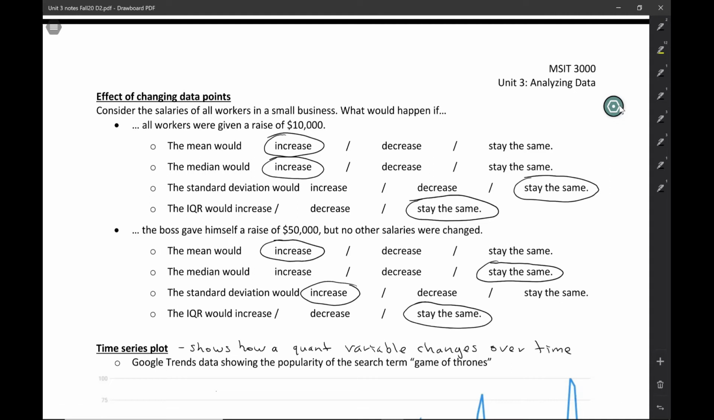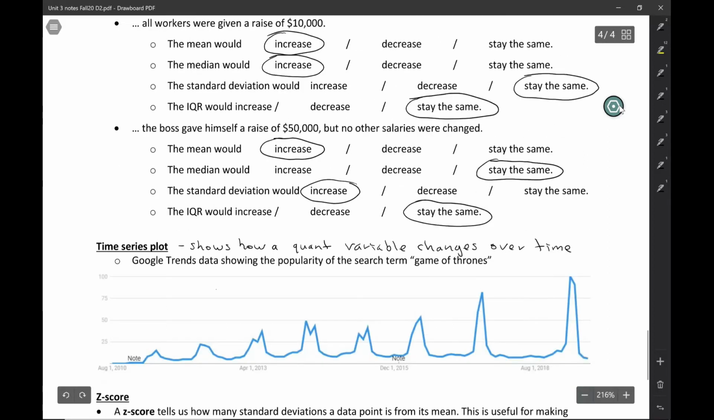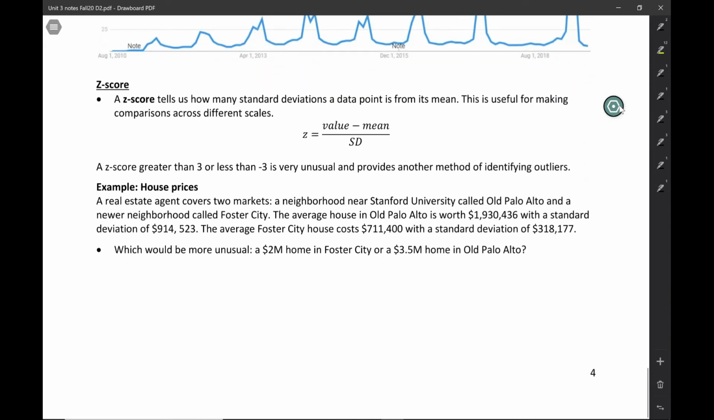So all the statistics that we've learned so far, mean, median, standard deviation, IQR, those are all sort of summaries of a whole data set. A z-score is different because a z-score tells us how an individual data point fits in with the rest of the data set, or you might say where that individual data point is located within the data set. Specifically, a z-score tells us how many standard deviations a data point is from its mean. And this can be really useful for making comparisons across different scales.